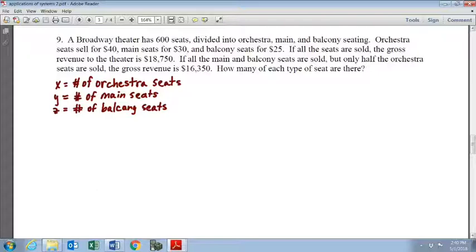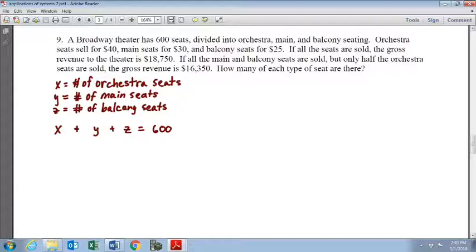So let's go ahead and, if you look at that first sentence, it says there's 600 seats. We know some of them are orchestra, some are main, and some are balcony. So X plus Y plus Z has to add up to 600, because X, Y, and Z are just the number of each type of seat. And we know there's a total of 600 seats.